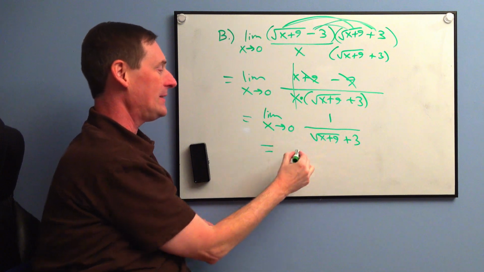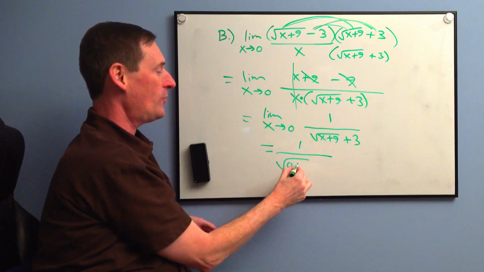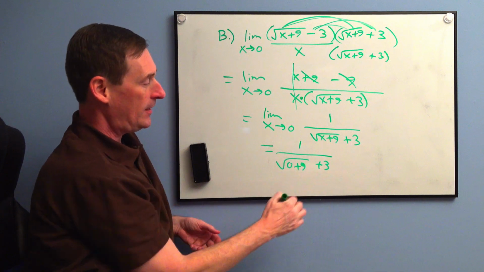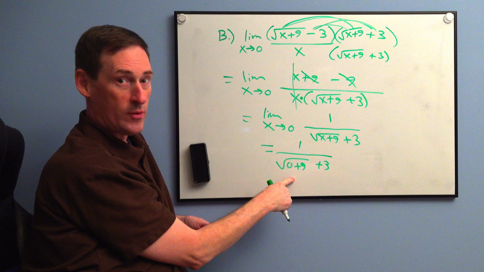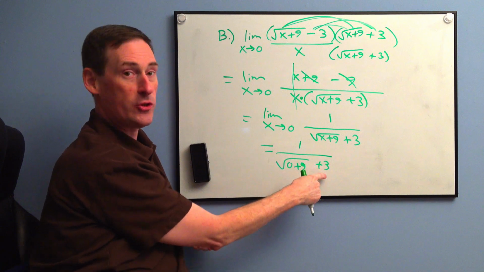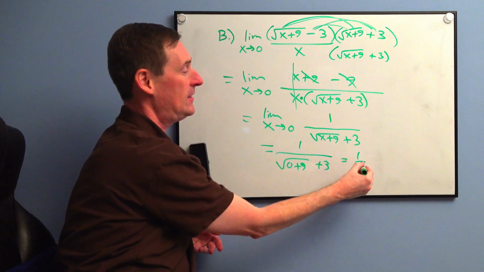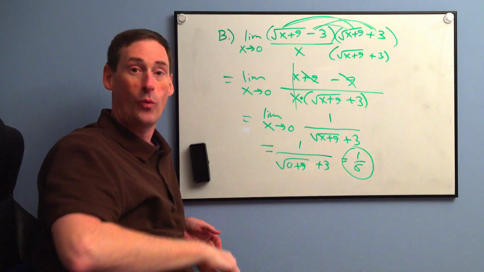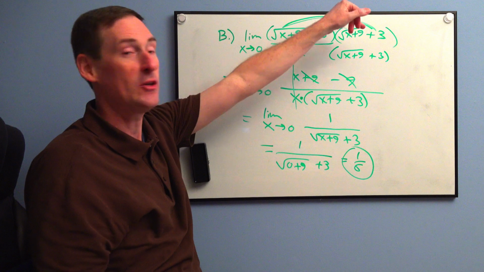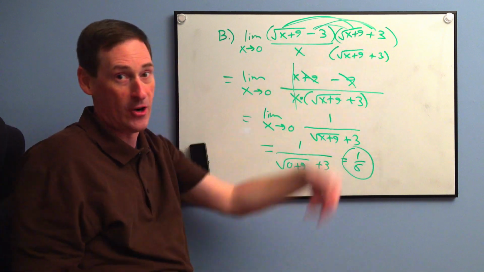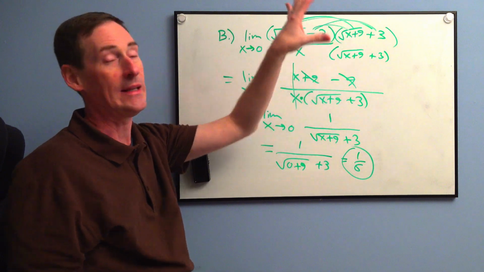So now you plug in 0. You get the square root of 0 plus 9 with an extra plus 3 on the bottom. Square root of 9 is 3. 3 plus 3 is 6. 1 over 6. Your answer is 1/6. Now, who would have thought that 0 over 0 would equal 1/6? That's why it's called the indeterminate form. You never know. Now, does 0 over 0 really equal 1/6?